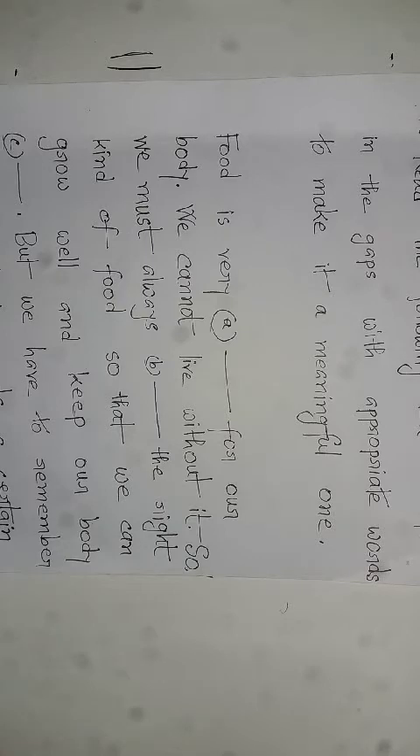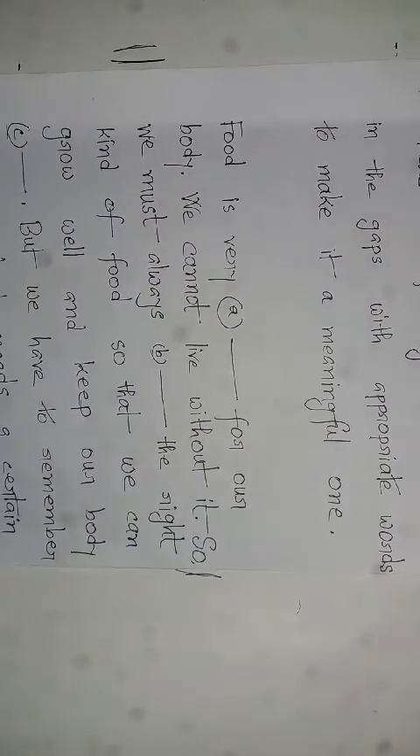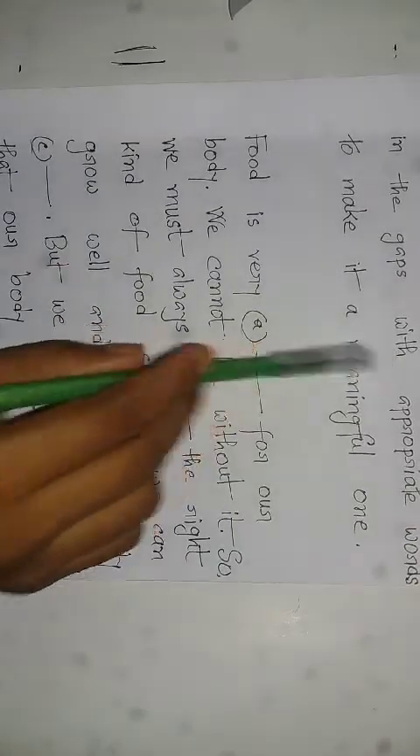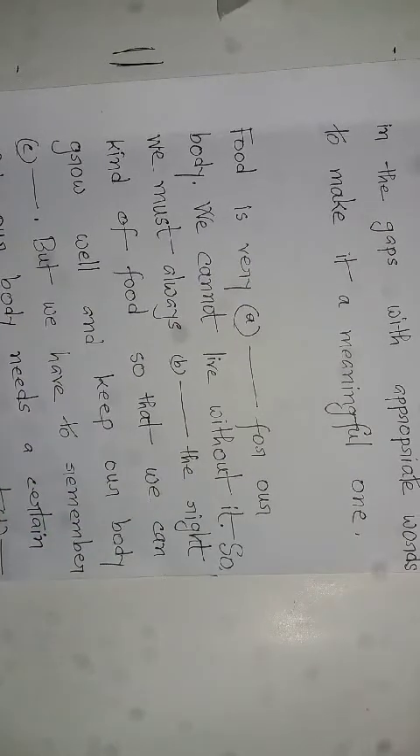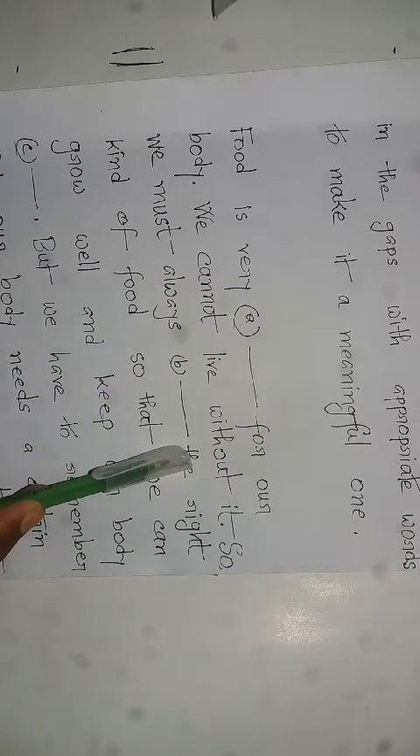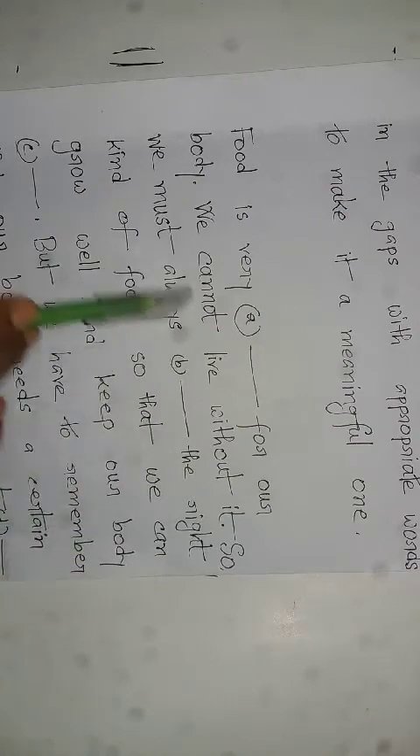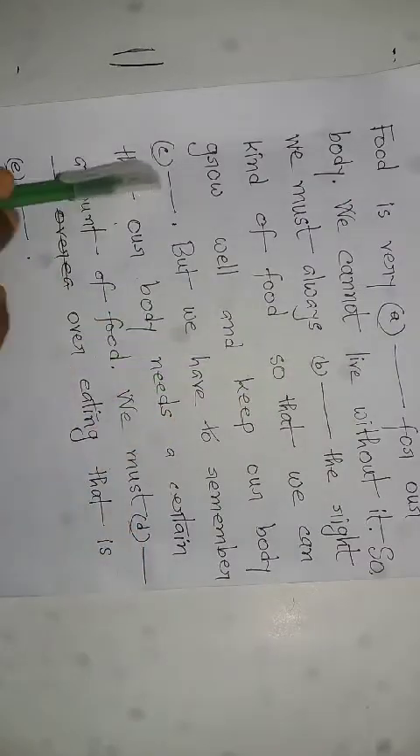Well, let's start our class. Today, I am going to discuss the next question item. This is question number 3 in the question paper. Look at the question. Here is a passage for you that has been taken from your textbook. So this is also a same passage. There are 5 gaps for 5 marks. These gaps are A, B, C, D and E.